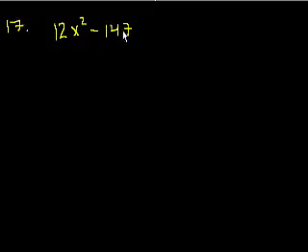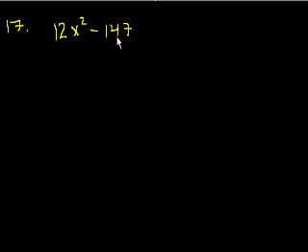We're on problem 17. It asks us which expression shows the complete factorization of 12x squared minus 147. Let's see. First of all, can we factor something out? 147 is a strange looking number. It's definitely not divisible by 12, because 12 goes into 144. Is it divisible by 3?